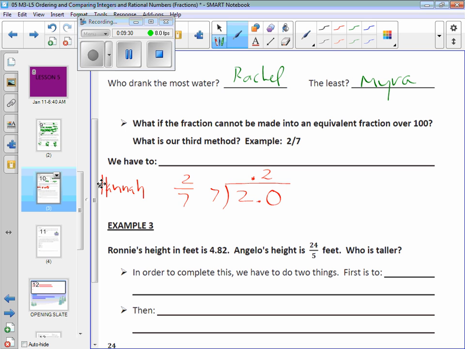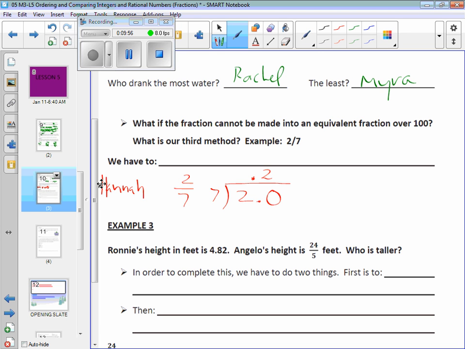Work smarter, not harder. If the question's asking you, who drank the least amount of water and who drank the most? And don't forget, we still have Rachel, Myra, and Stephanie, with 4 girls. Work smarter, not harder. Oh, Hannah drank the least.